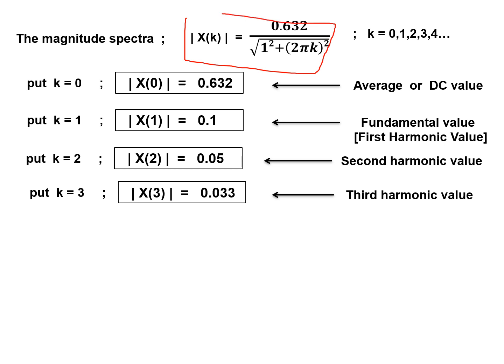What I'm doing is, in this particular equation, I'm going on putting the value of k. K is equal to 3 means put 3, 6 pi square. K is equal to 4 means put k is equal to 4, 2 4s are 8, 8 pi square, like that. As you can see, as the frequency number increases, the amplitude keeps on decreasing. That is a speciality of Fourier spectrum. As the frequency increases, amplitude decreases.